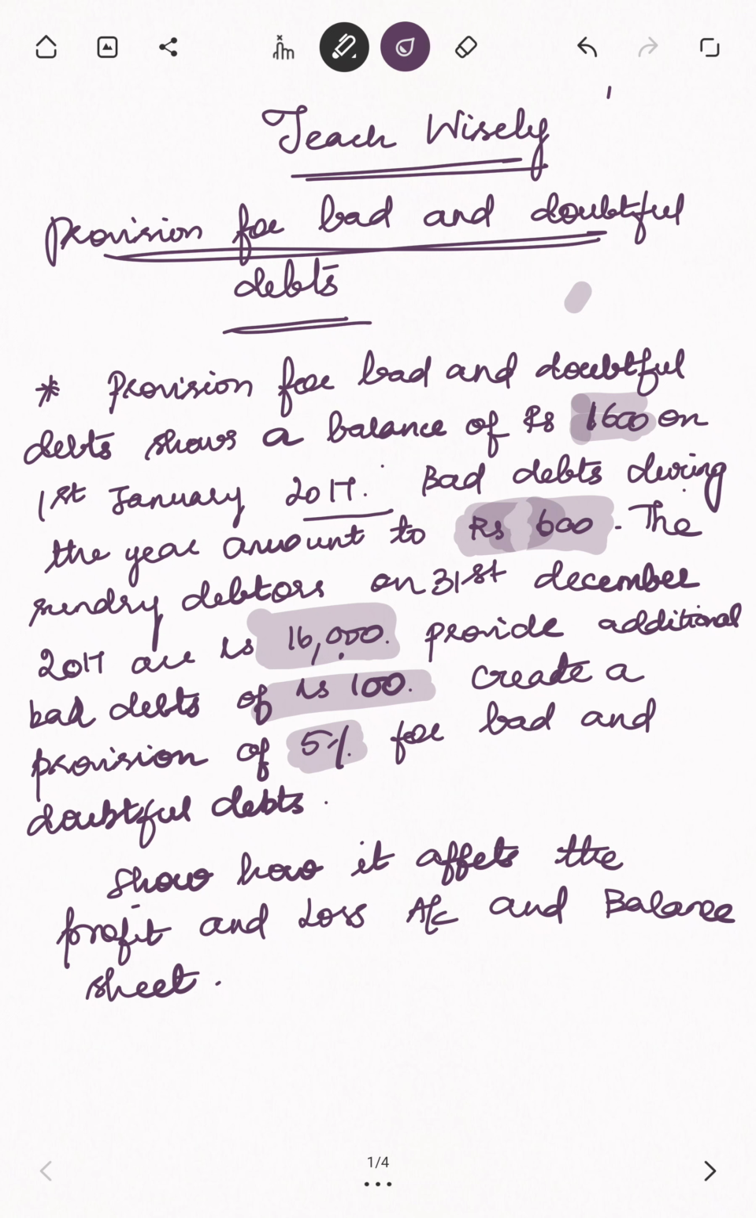So the debtors value at the end of the year is 16,000. Provide additional bad debts of rupees 100. You have to provide, which means it is a new one, which is not yet recorded in the books of accounts. Create a provision of 5% for bad and doubtful debts. So this provision is also new, which means you have to create now. It is not recorded already in the books of accounts. Show how it affects the profit and loss account and balance sheet.